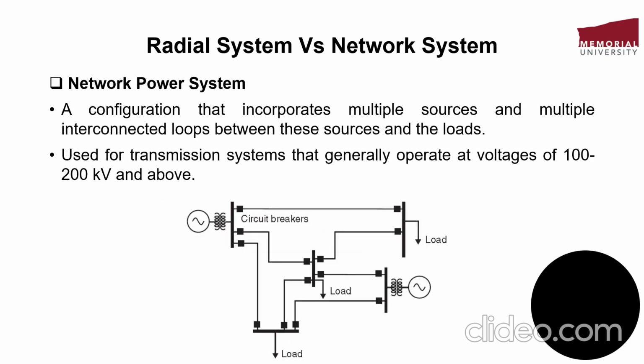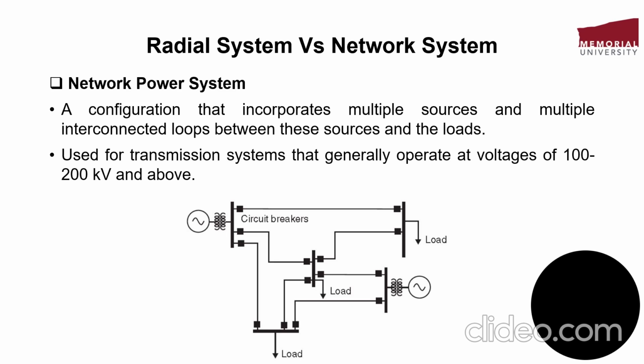Similarly, a network power system is a configuration that incorporates multiple sources and multiple interconnected loops between these sources and the loads. So it means that there are multiple sources and multiple loads which are connected in parallel. In case one of the sources gets deactivated due to any fault, all the loads are not suspended from the power supply because they are getting power from another source on another route. So network power systems are mainly used for transmission systems that generally operate at a voltage of 100 to 200 kilovolts and above.